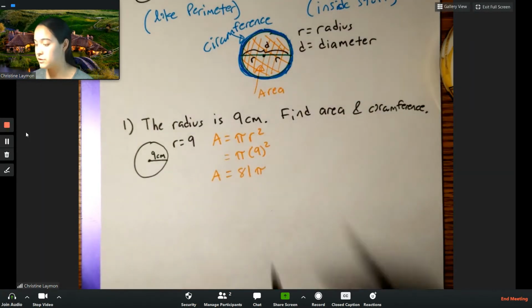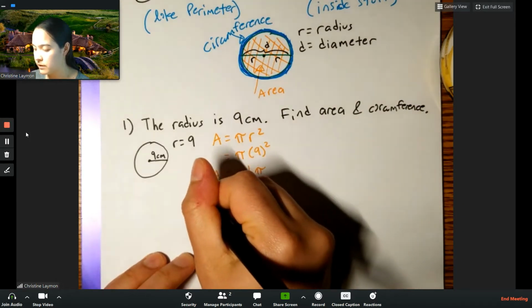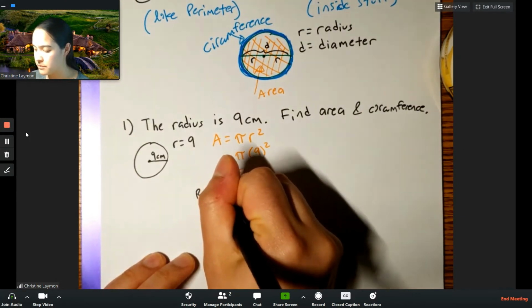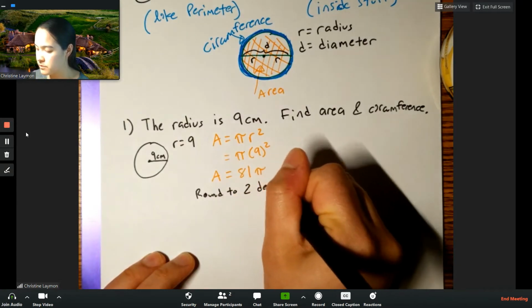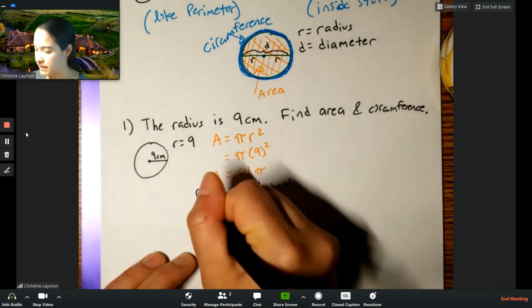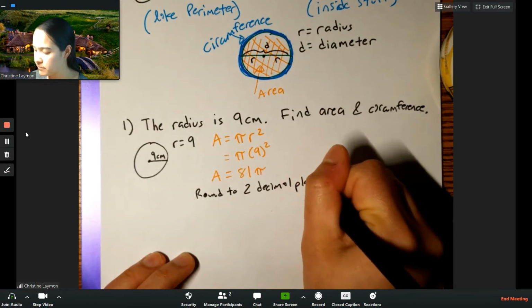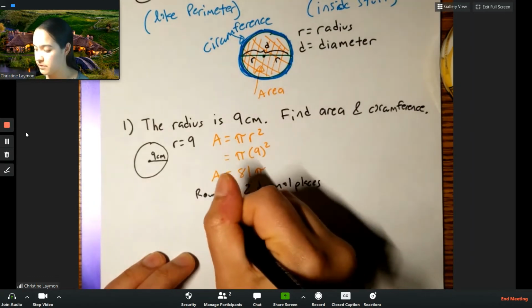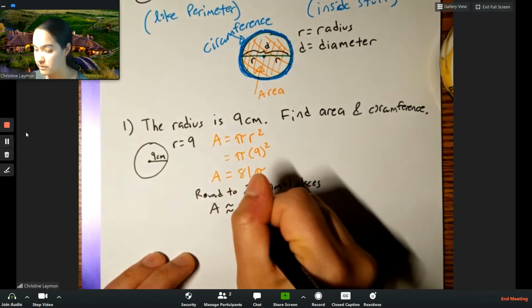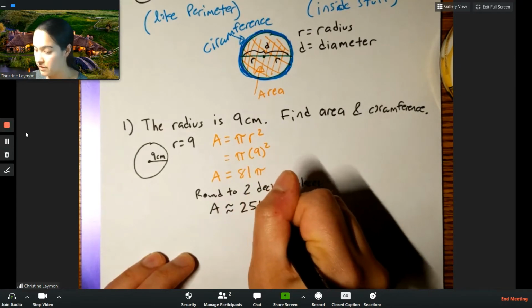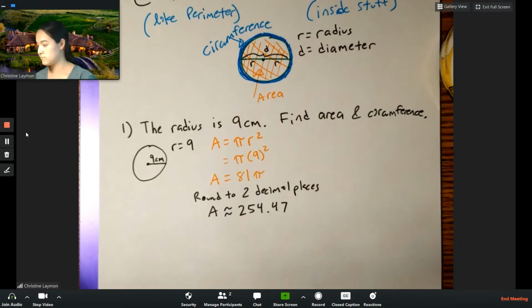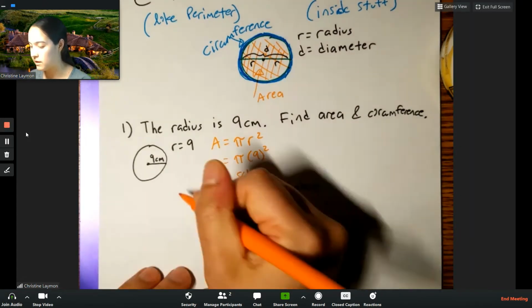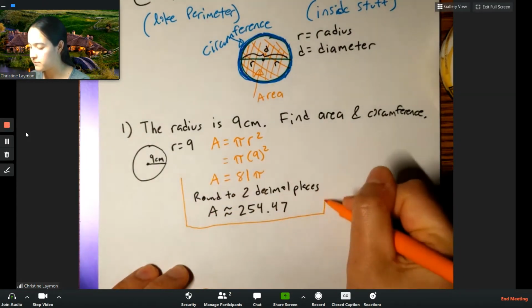So I'm going to make a note down here. If I round to 2 decimal places, what I'm going to get is area is approximately 254.47. I'm going to go ahead and block all this stuff off.